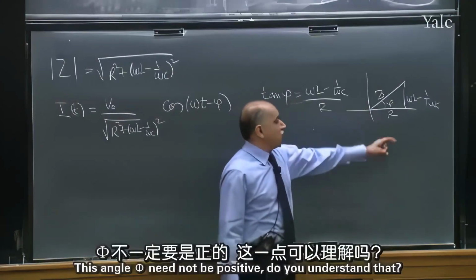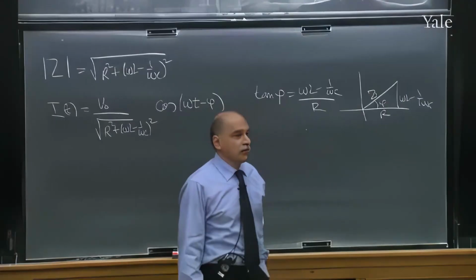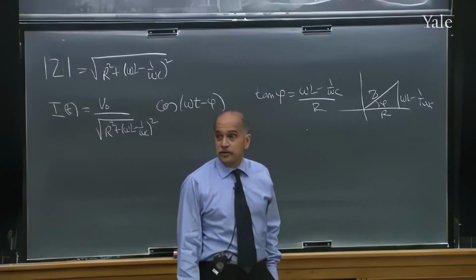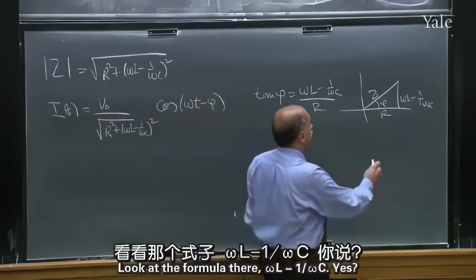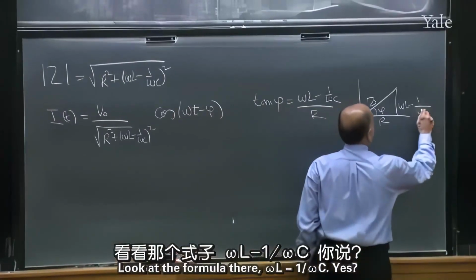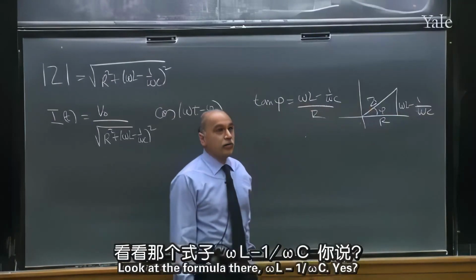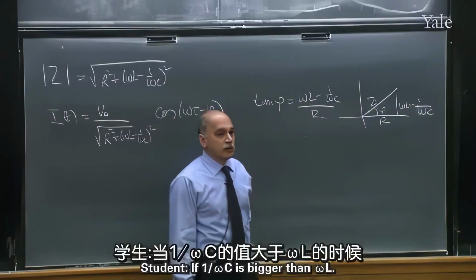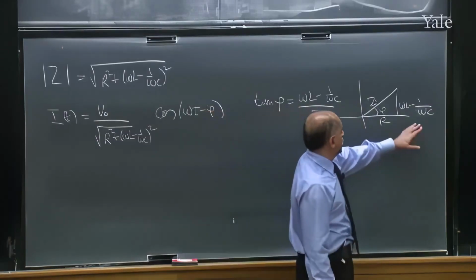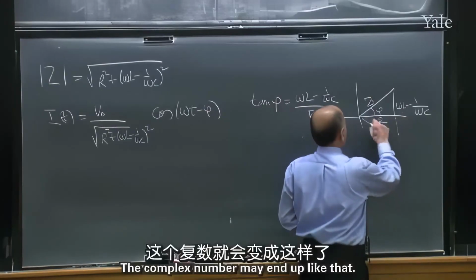This angle phi need not be positive. You understand that? What would make it negative? Look at the formula there: omega L minus 1 over omega C. If 1 over omega C is bigger than omega L, this will be more negative than positive. The complex number may end up like that.